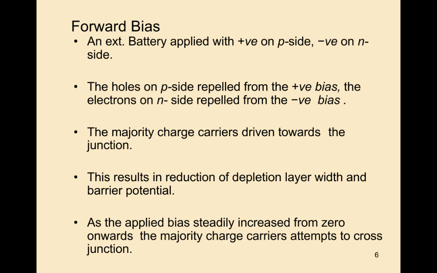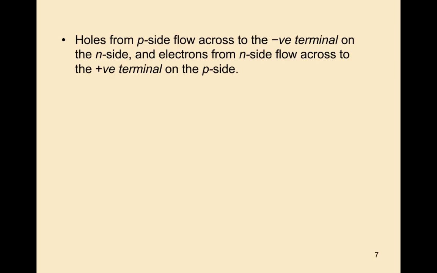So when we connect the battery and increase the battery voltage from 0 onwards, the majority carriers attempt to cross the junction. So slightly we increase the external voltage from 0 onwards. Majority carriers from both sides attempt to cross the junction. Holes from the P side flow across to the negative terminal on the N side, and electrons from the N side flow across to the positive terminal on the P side.